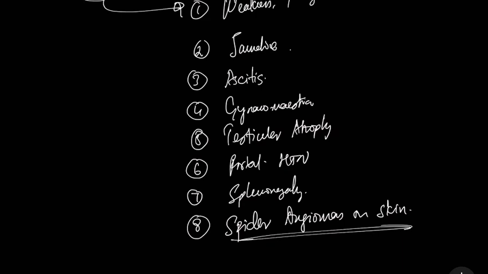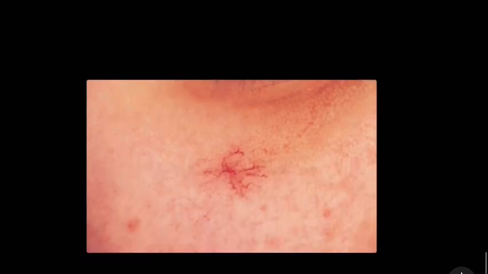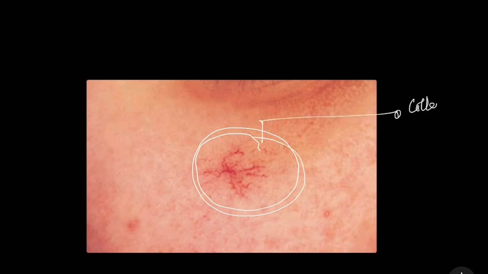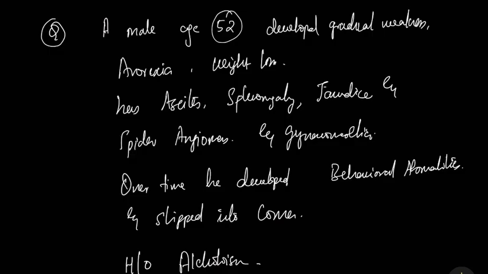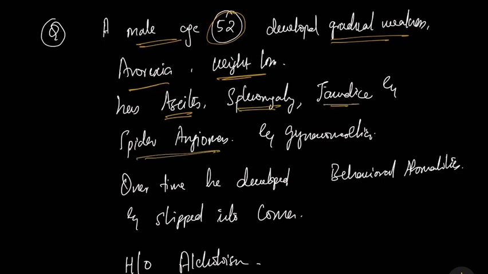All right. Now, what are the spider angiomas? So this is your spider angioma. This is nothing but collection of abnormal blood vessels on skin surface. All right, so let's look at this question and understand what's happening here. All right, so there is a male, he's aged 52 years old, develops gradual weakness, anorexia, and weight loss. All right, he has ascites, splenomegaly, jaundice, spider angiomas, gynecomastia. All right, so these clinical features are coinciding with your liver cirrhosis.